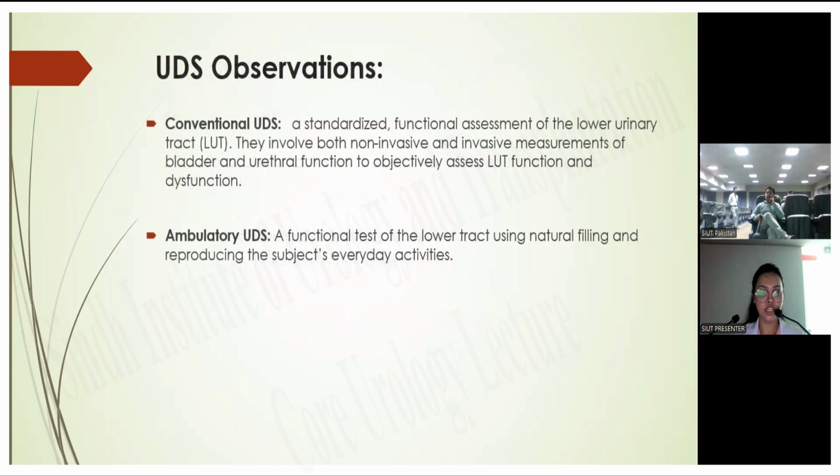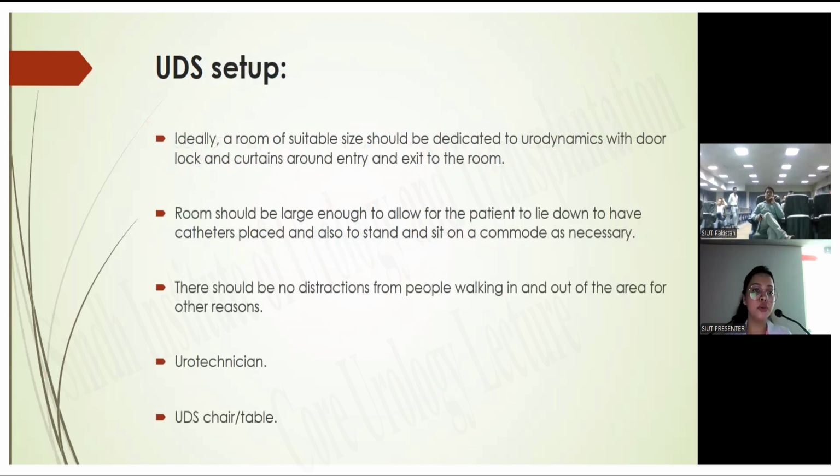UDS observations. There are conventional UDS and ambulatory UDS. Conventional UDS is a standardized functional assessment of the lower urinary tract. It involves both invasive and non-invasive measurement of bladder and urethral function to objectively assess lower tract function and dysfunction. While ambulatory UDS is a functional test of the lower urinary tract using natural filling and reproducing the subject's everyday activities. Now, what will be the UDS setup?